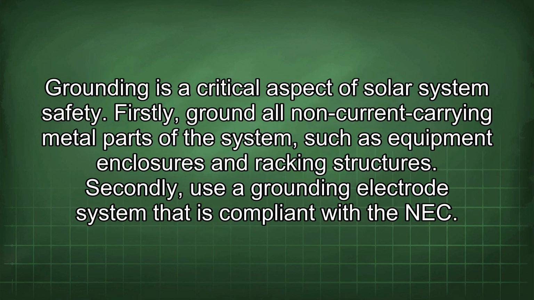Grounding is a critical aspect of solar system safety. Firstly, ground all non-current carrying metal parts of the system, such as equipment enclosures and racking structures. Secondly, use a grounding electrode system that is compliant with the NEC.